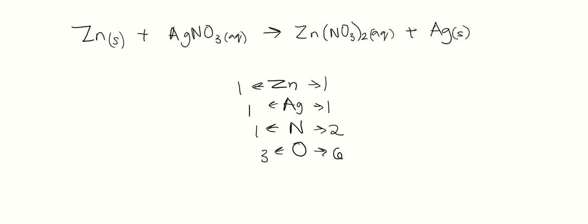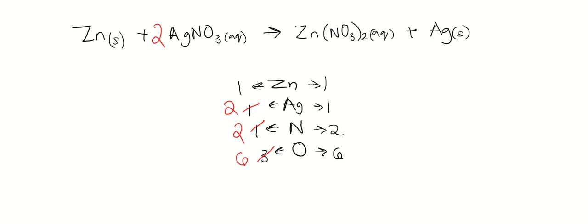In order to balance this reaction, we must add a 2 in front of the silver nitrate, as this will then have 2 atoms of nitrogen on the reactant side and 6 atoms of oxygen on the reactant side. However, since there is also a silver present in the silver nitrate, it will have 2 atoms of silver on the reactant side, which is now unbalanced as there is only 1 atom of silver on the product side.